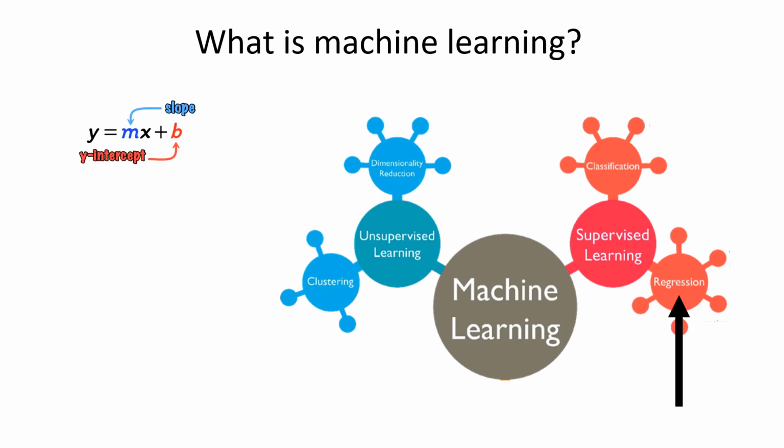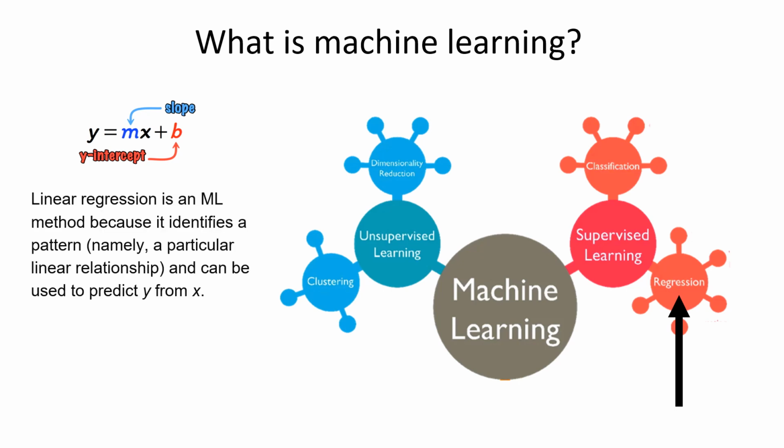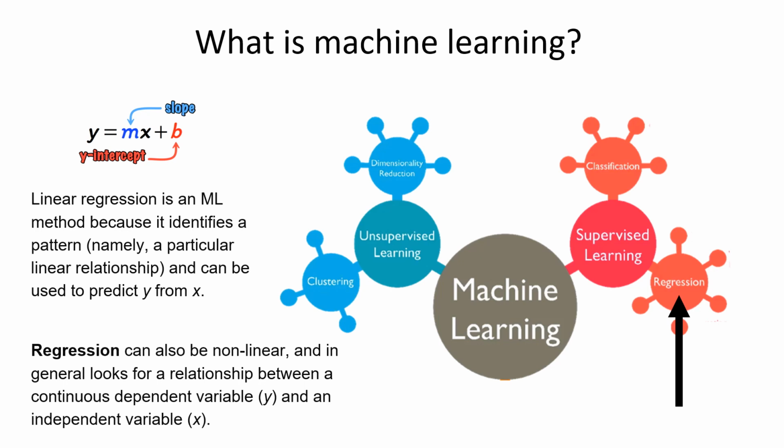For example, you know linear regression, right? Linear regression is a machine learning method because it identifies a pattern, namely a particular linear relationship, and can be used to predict y from x. Regression can also be nonlinear, and in general looks for a relationship between a continuous dependent variable y and an independent variable x.